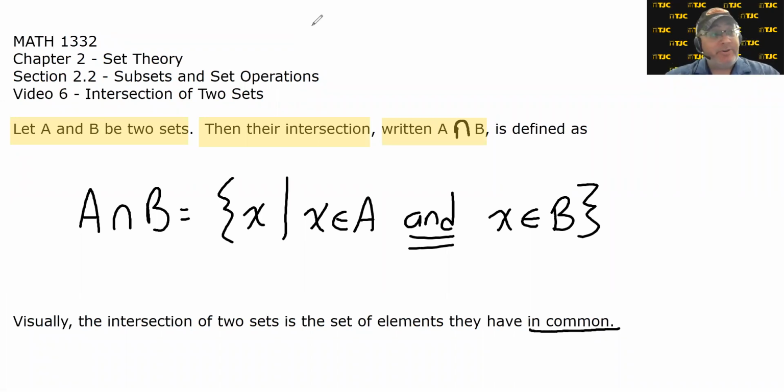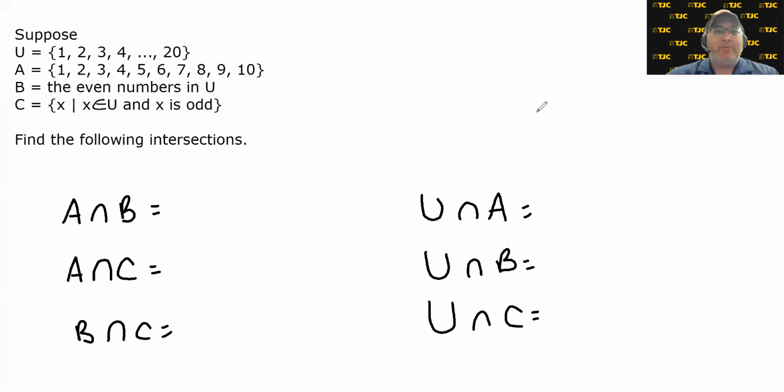All right, so why is it called intersection? Well, we'll see when we get to the Venn diagram aspect. But before we do that, let's just take a look at a few examples. For these examples, we're going to use the same 4 sets. We're going to use a universal set of the numbers 1 through 20. So these numbers here. And in that universe, we're going to have set A, which contains the numbers 1 through 10. Set B is going to contain the even numbers in U. So 2, 4, 6, 8, 10, 12, 14, 16, and 18.